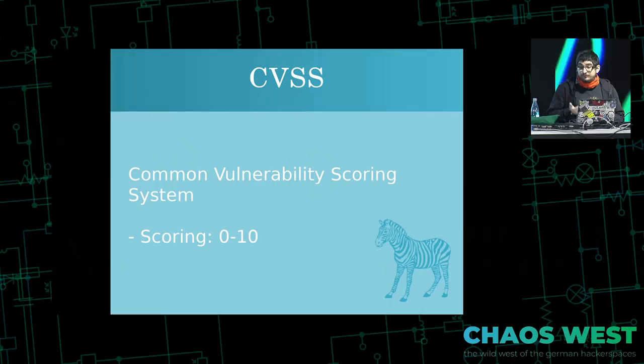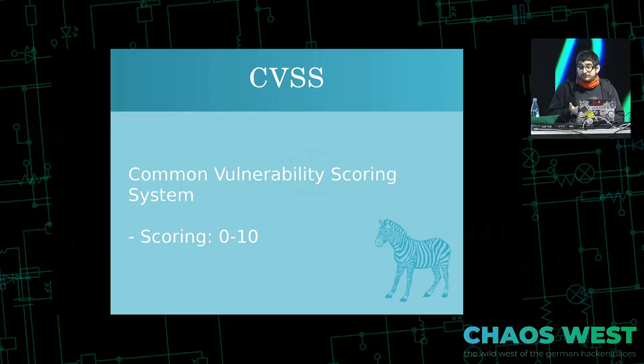Then there is also CVSS. CVSS is the Common Vulnerability Scoring System. It's a system for scoring the vulnerability. Zero is not a big problem, and 10 is just shut down the system, trash it, and build a new one or fix all the bugs. It's based on a formula depending on different metrics, and it's also a free and open industry standard.